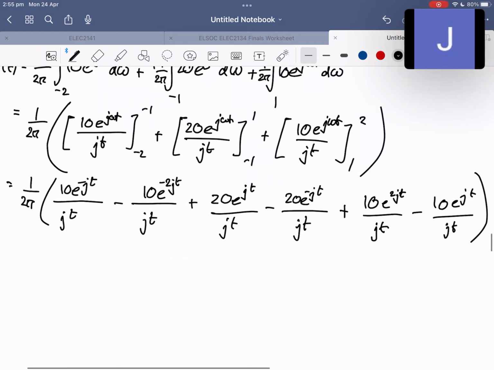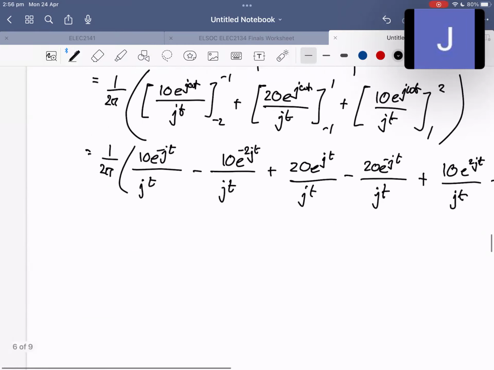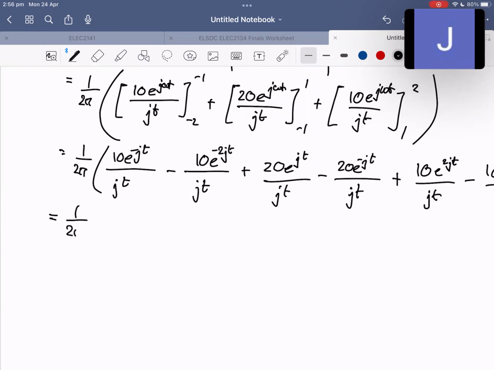If that hasn't lost anybody, all I've done is just the integration. And I've subbed in all the values into omega, so I'm just left with all t's. Awesome. Just got to make sure I did that right. Yeah, okay, looks good to me. So 1 on 2 pi.